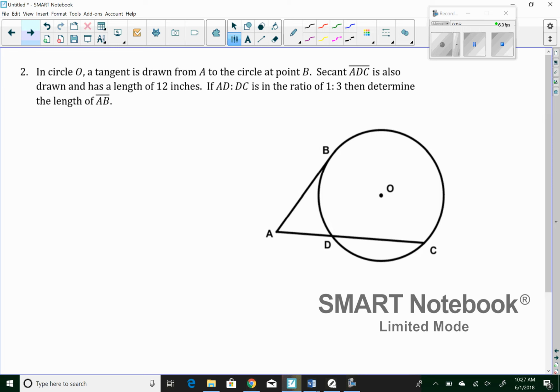Number 2 gives us a circle. We see a tangent, we see a secant. It tells us the secant is 12 inches long, and it says it's in a ratio of 1 to 3. Remember, ratios just mean variables.